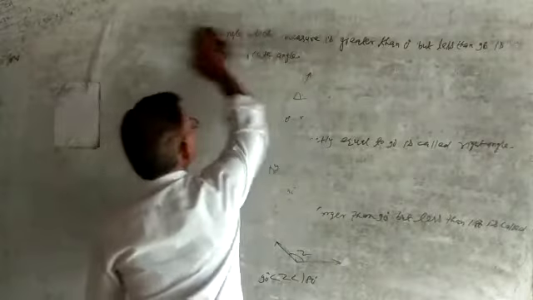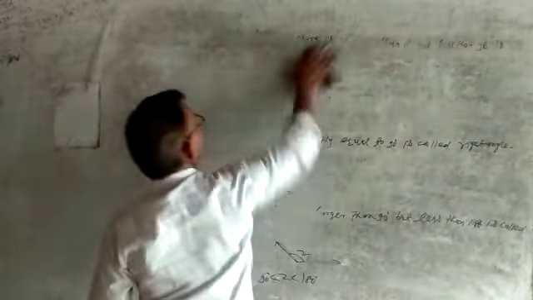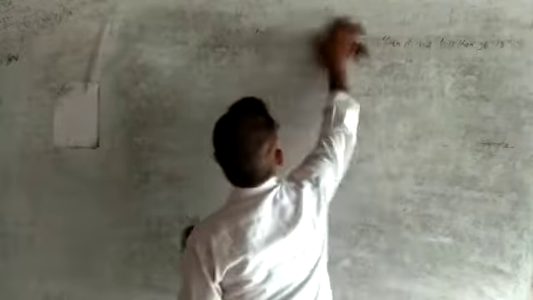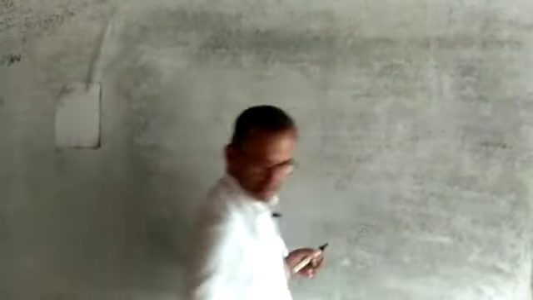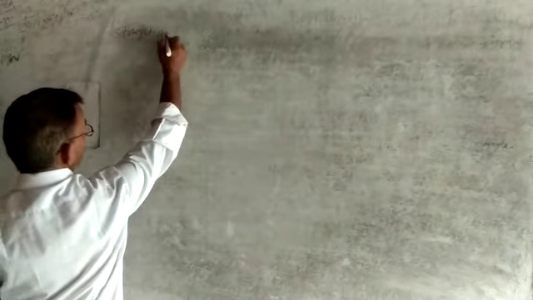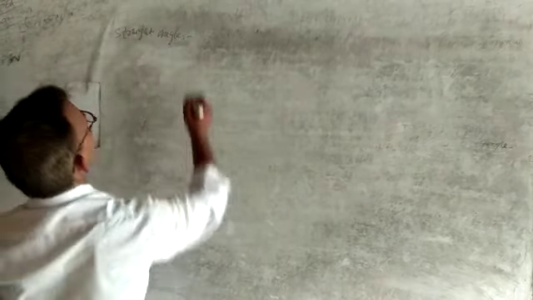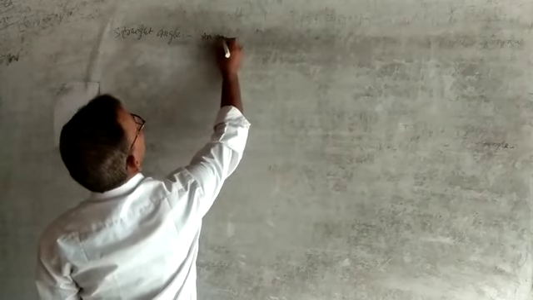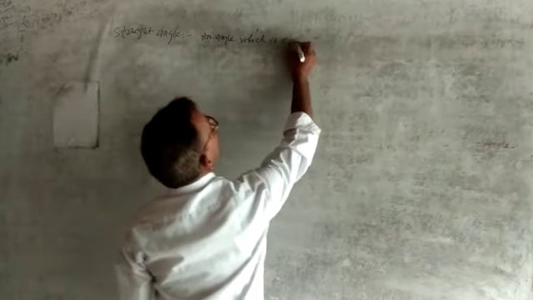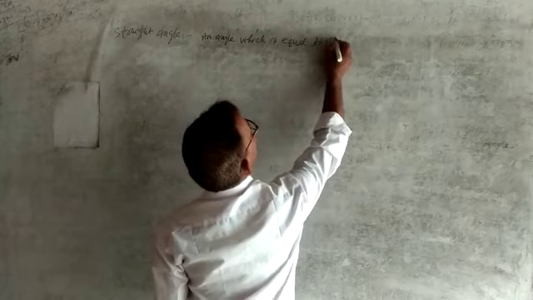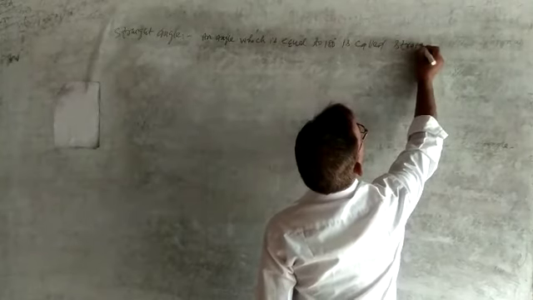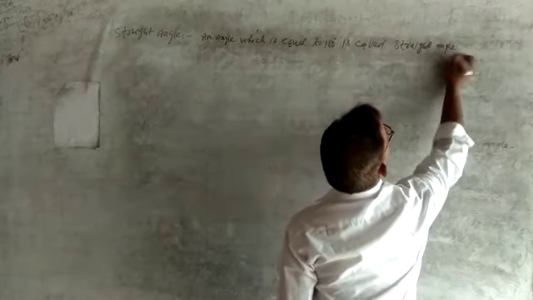Now the straight angle. An angle which is equal to 180 degrees is called a straight angle.